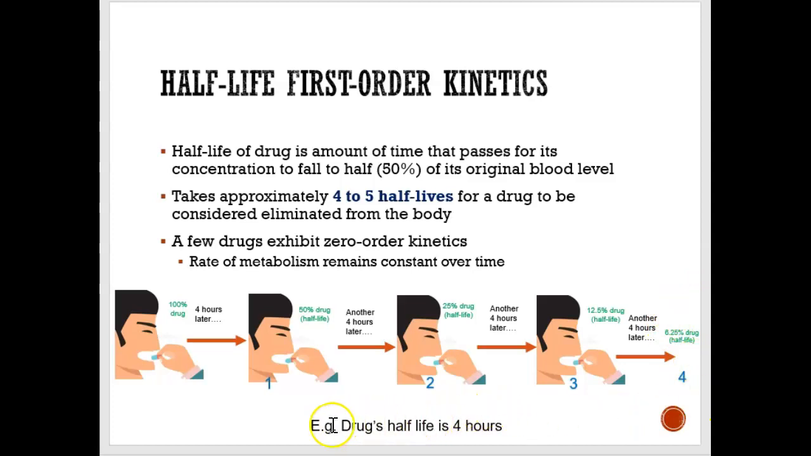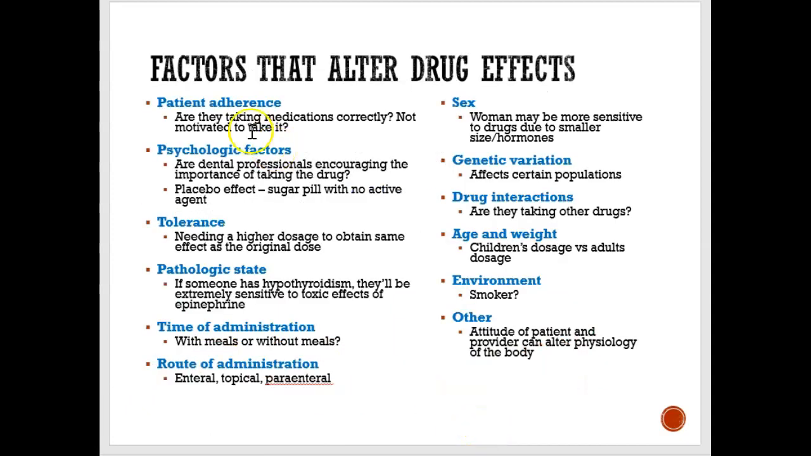Okay, so the drug's half-life is 4 hours. That was the example given here, but sometimes it could be 2 hours, sometimes it could be 10 hours. It can fluctuate. So there are many factors that affect the drug. Let's look at sex, for example. Women are more sensitive to drugs than men, and that could be because of their smaller size and their hormones. So we would feel the drug effect more than a man. Time of administration: if you take a drug with meals or without meals, that could affect the way the drug works in your body. If you're a smoker, the drug may not work as effectively, right? So there are many different factors that can affect the way the drug works in your body.